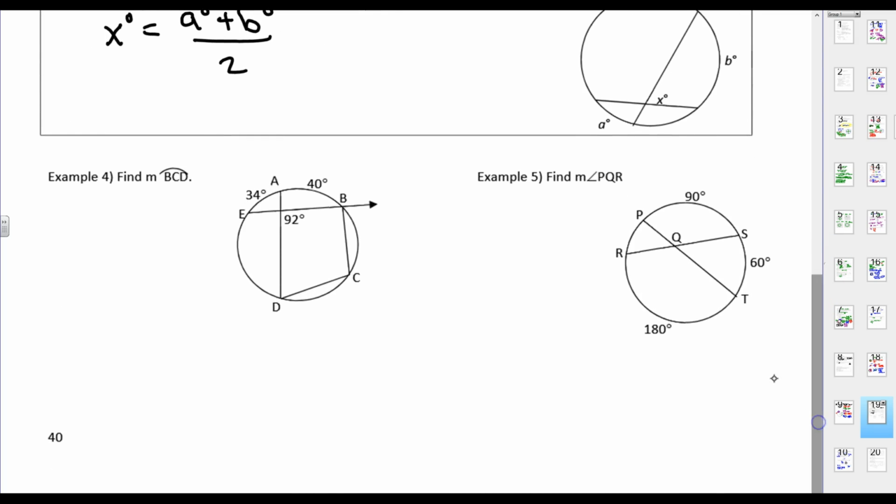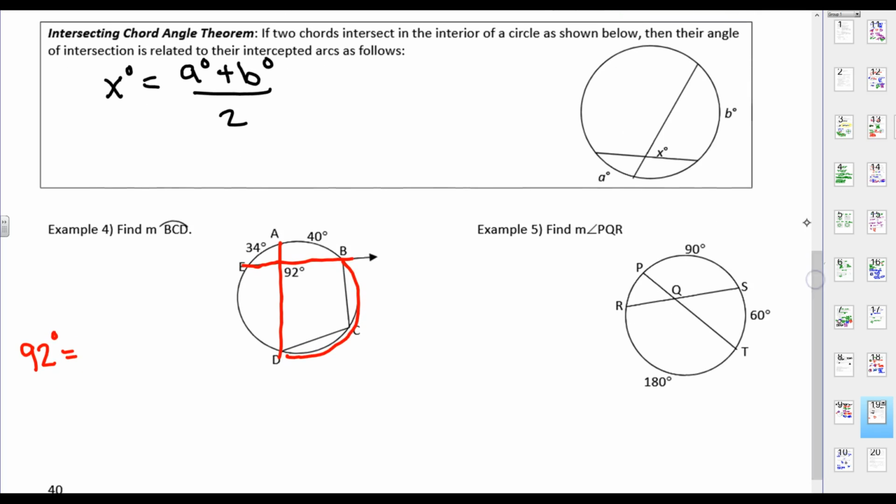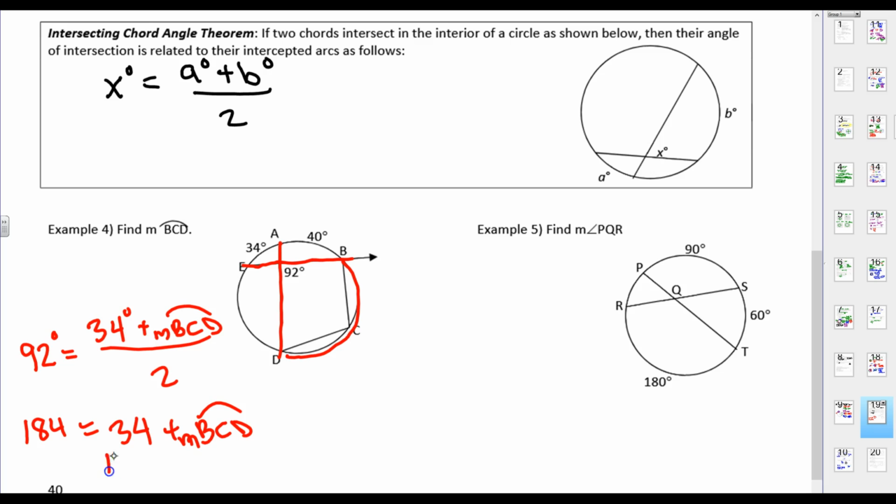So let's do some examples here. I want to find arc BCD. Well, BCD is this right here, and notice it's being intercepted by the intersection of these two pieces. And the angle measure there is 92 degrees. So I know that the 92 degree intersecting chord angle is equal to 34 degrees plus the measure of BCD, all divided by 2. So I multiply by 2 to clear the fraction, so I get 184 is equal to 34 plus the measure of BCD. We subtract the 34 to get that 150 degrees is the measure of arc BCD.